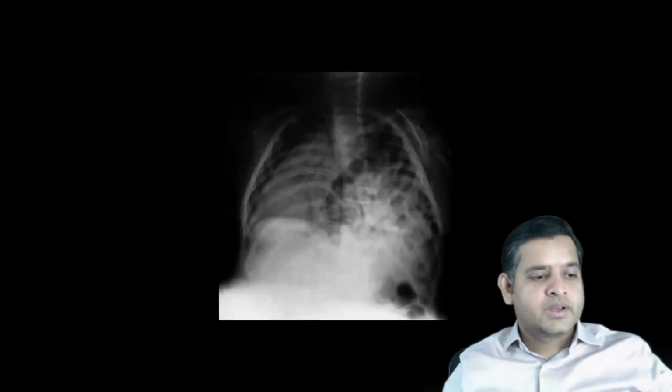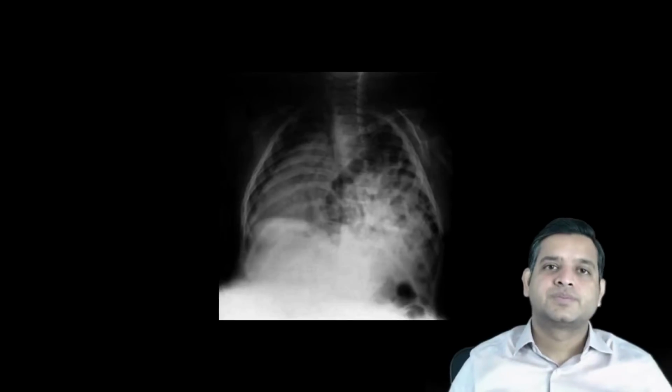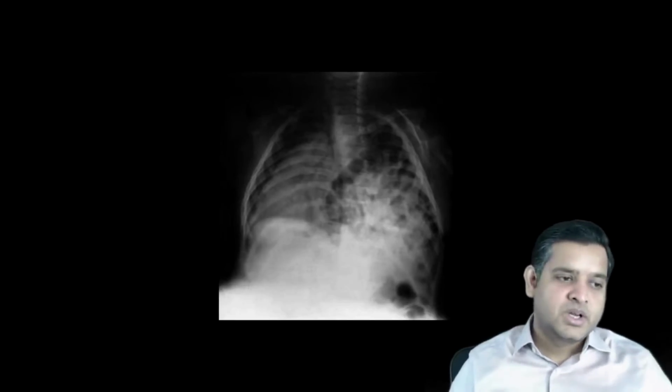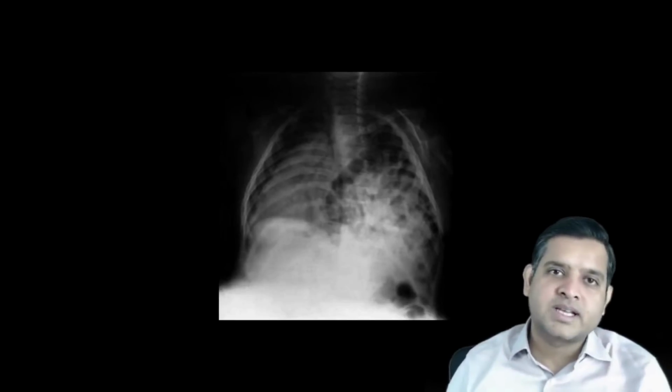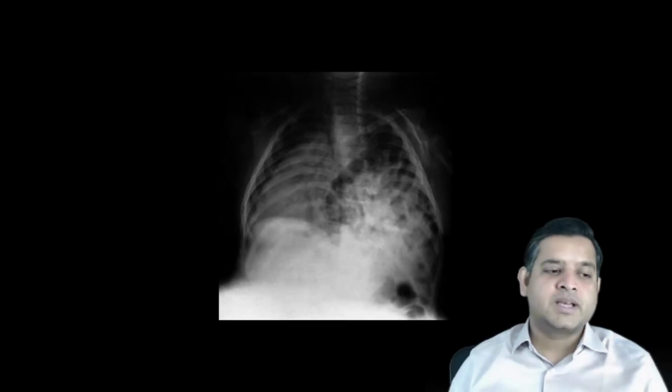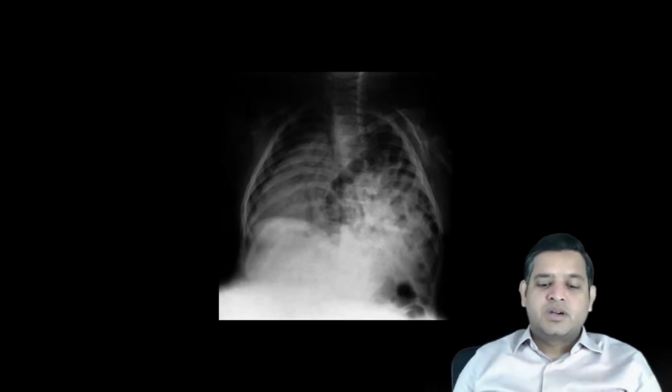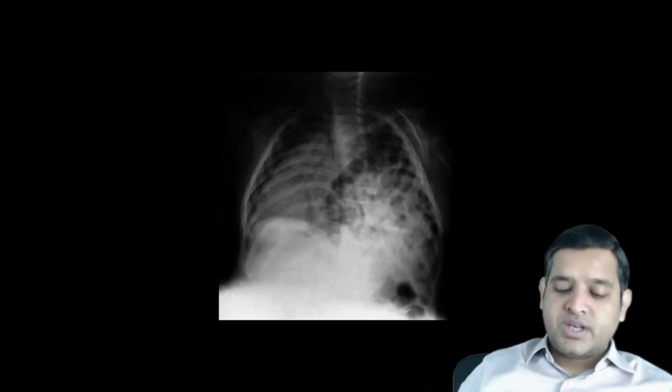All right. Can you tell me, what do you see here? What do you see in this particular image? This is also a very commonly asked image in the exam, and just by seeing this image, you should be able to identify. What do you see here?